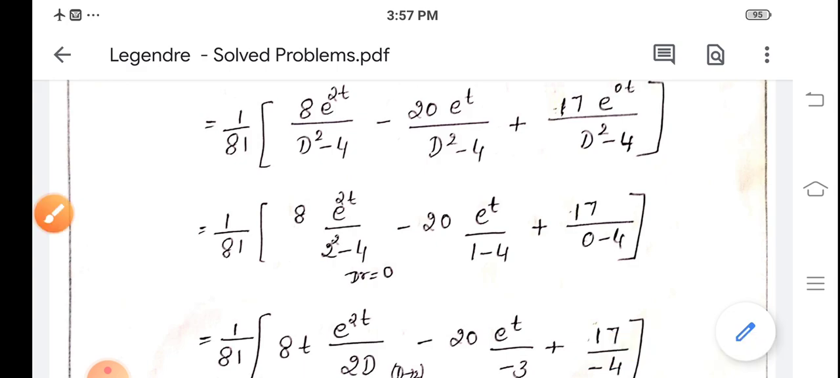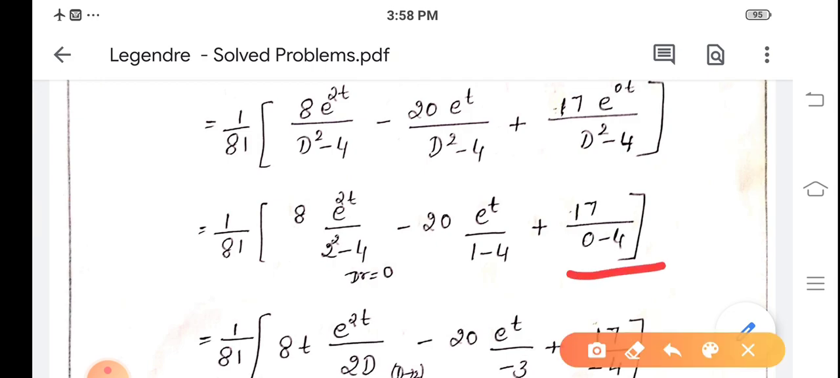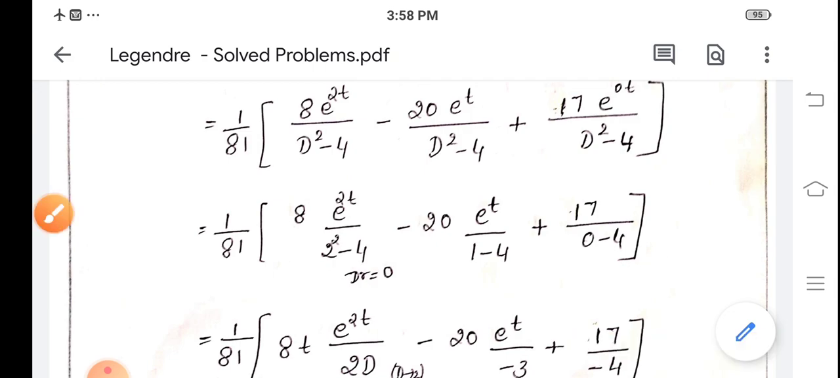And the next term is minus 20, and for the second term, e power t, since a is 1, e power t divided by d square minus 4 becomes e power t by 1 square minus 4, that is 1 minus 4. Similarly, in the last term, plus 17 into the third term. Any constant can be written as 17 into e power 0t. So here a value is 0. So when you replace d by 0, the denominator becomes 0 minus 4.